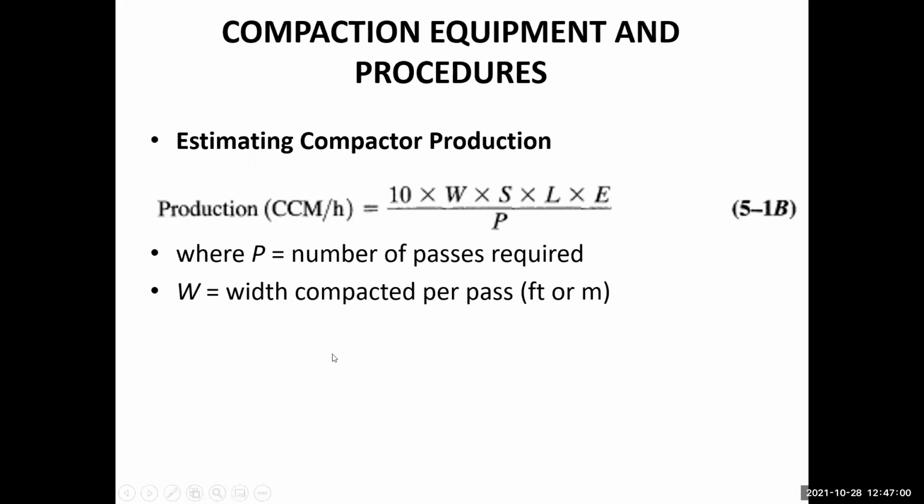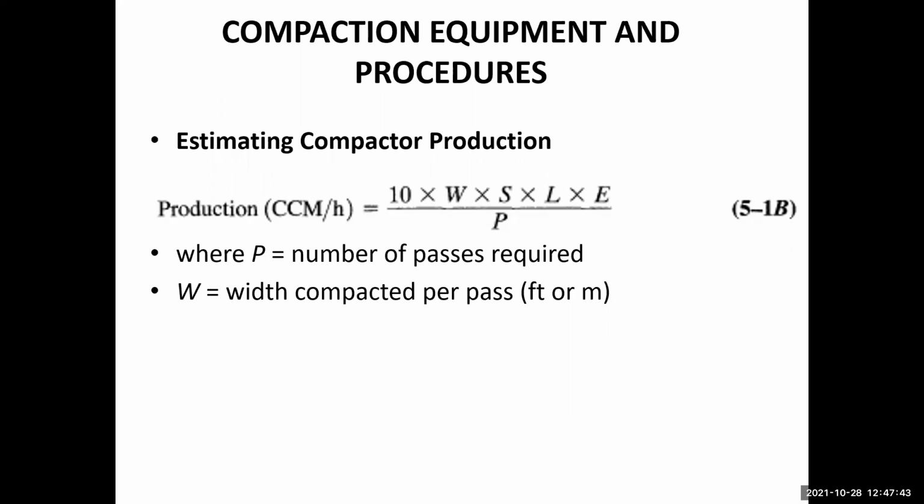And what is W? W is the width compacted per pass. This means how wide an area we are compacting in one pass. So what is a pass? A pass is one cycle of compaction by the equipment. The equipment moves from point A to point B, and that is one pass. Then the equipment may move from point B to point A, and that will be another pass. So how many passes of the equipment may be required?